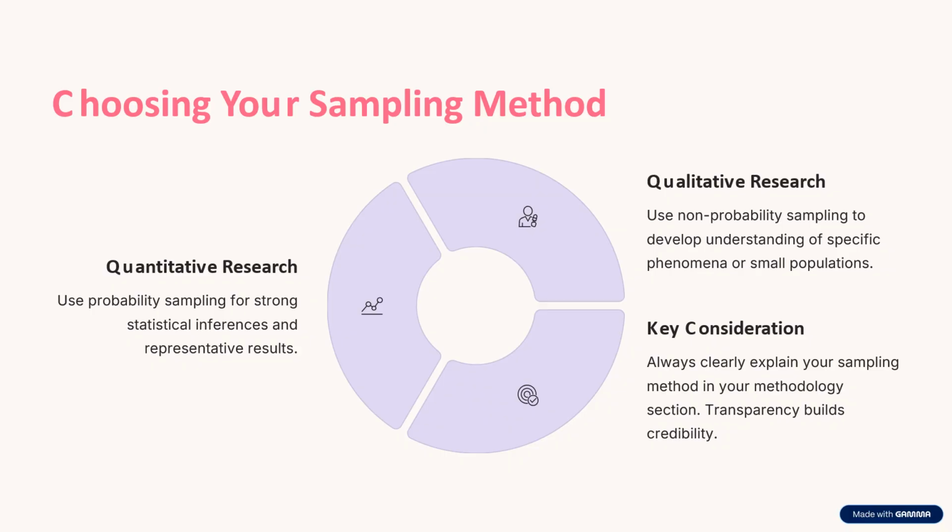When choosing your sampling method in quantitative research, use probability sampling for strong statistical inferences and representative results. In qualitative research, use non-probability sampling to develop understanding of specific phenomena or small populations. Always clearly explain your sampling method in your methodology section. Transparency builds credibility.